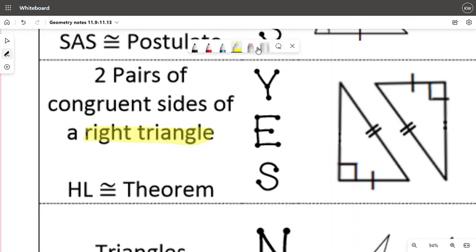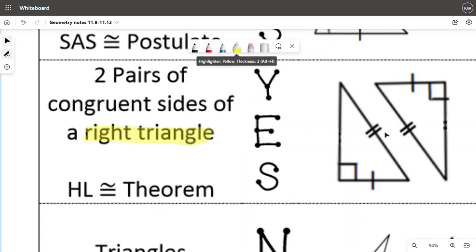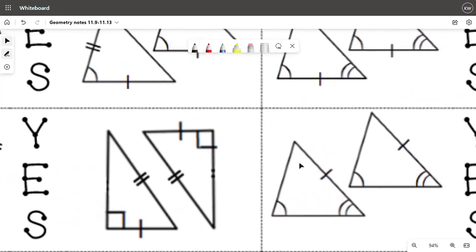leg theorem. So essentially what it says is, if we're dealing with a right triangle, like how we have over here, if the hypotenuse, which is the side that's opposite our right angle, and one of the legs are congruent, that means that the two triangles will be congruent. So if the hypotenuse and the leg are congruent, those two triangles will be congruent.